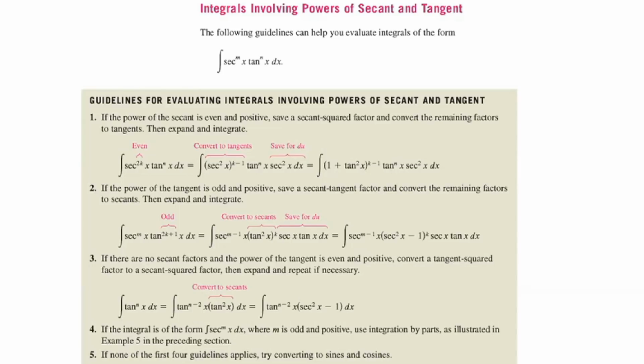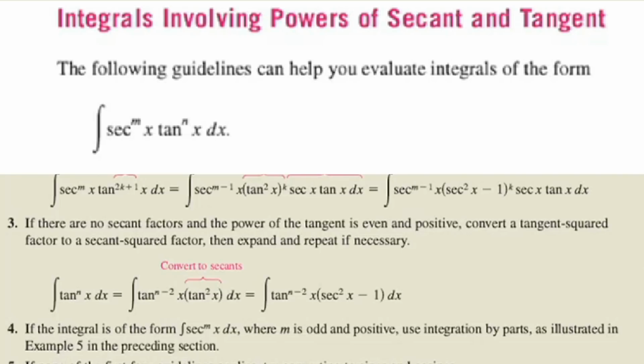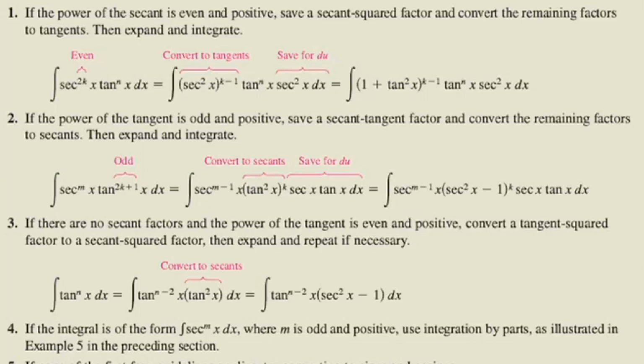Today, we're going to discuss integrals involving powers of secant and tangent. The following guidelines can help you evaluate integrals of the form the integral of secant to the power of m of x times tangent to the power of n of x dx. Number one, if the power of the secant is even and positive, then save a secant squared factor and convert the remaining factors to tangent. Then expand and integrate.